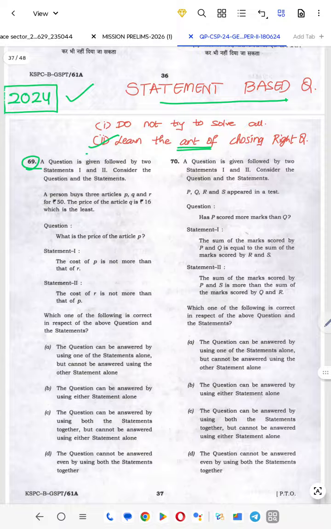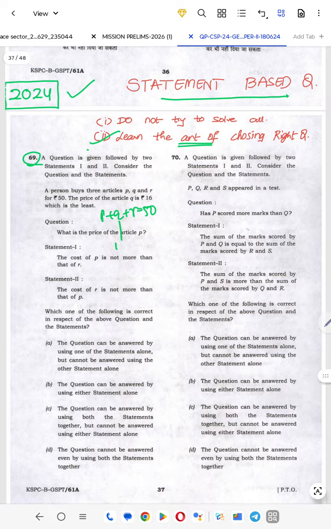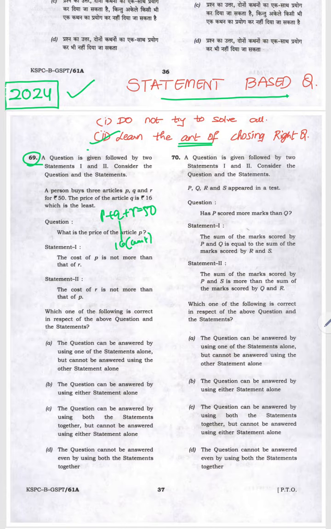A question is given followed by two statements, one and two. A person buys three articles P, Q, R for 50. So P plus Q plus R is equal to 50. The price of the article Q is 16, which is the least. So Q's price is 16 and it is the least. Now let us see the question. What is the price of the article P? So he is asking what is the price of P.